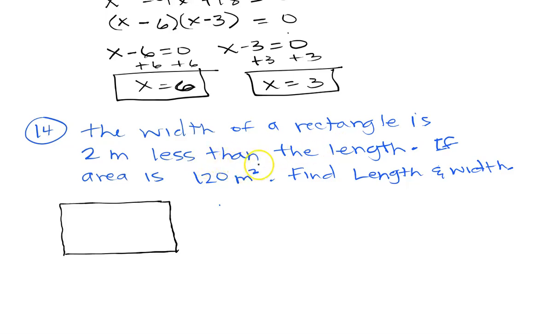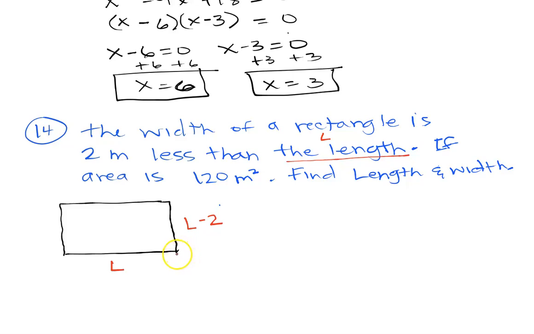Let me say it this way. It's saying 2 meters less than the length. So I don't know what the length is, and that's usually the one that I choose for my variable. But I know there's a relationship to the width. The width is 2 meters less than that, whatever that is. So I don't know what the length is, but the width is going to be 2 meters less than that.